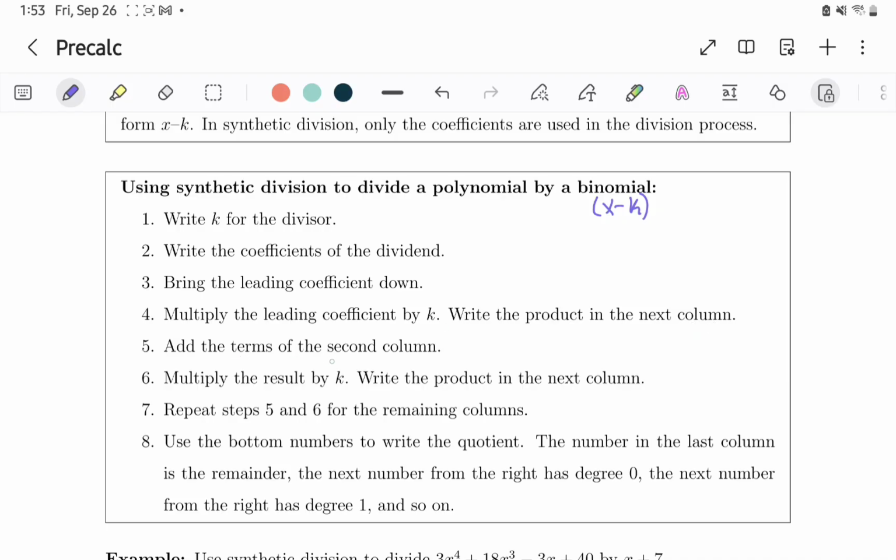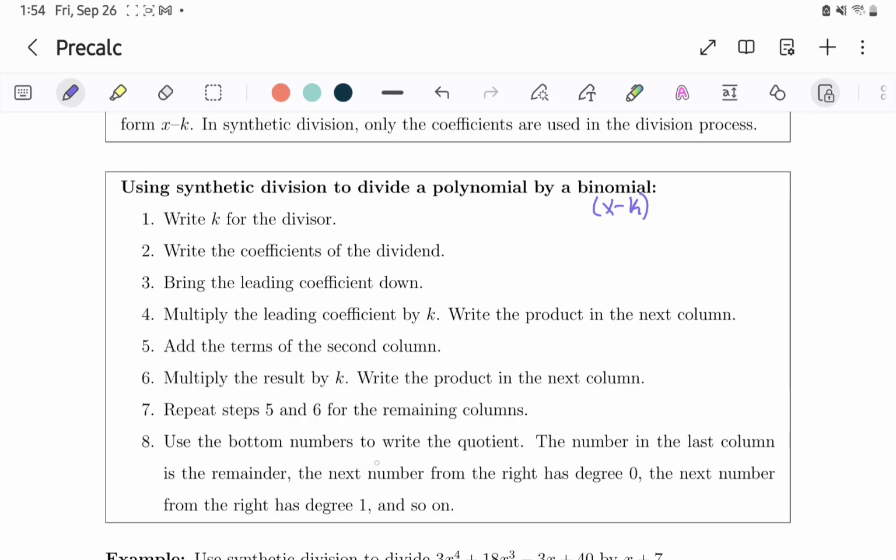And then we will add the terms of the second column. So we will add the second term for our dividend with the term that we get from multiplying k by the leading coefficient, or the first term of our dividend. And then we want to multiply the result, after we add those two things together, by k. And we will write the product in the next column, and then we will just start repeating steps 5 and 6 for the remaining columns.